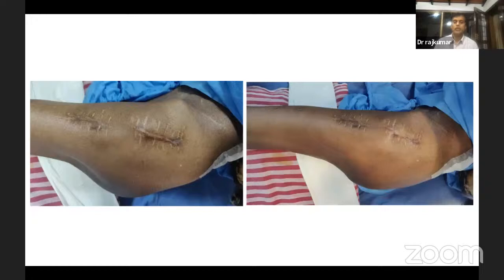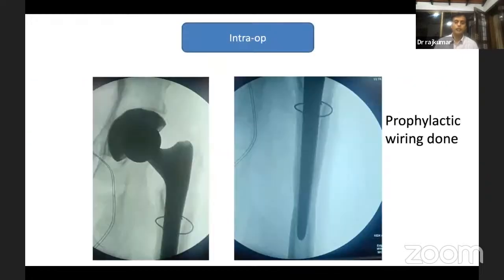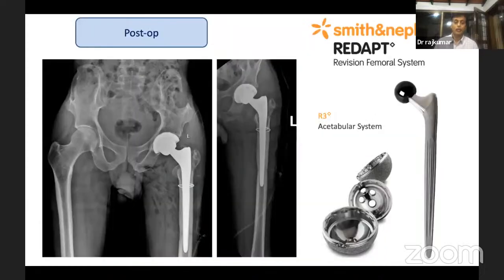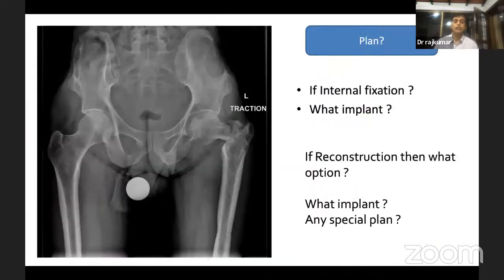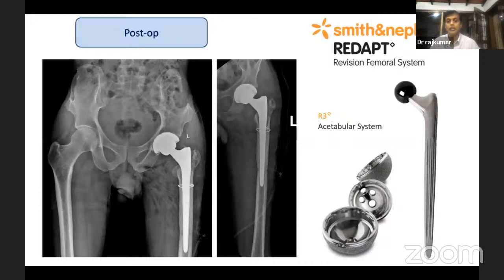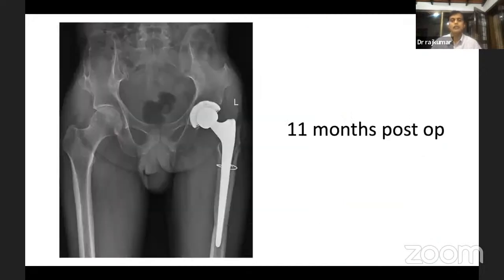The problem here is again the scars, so you have to be very careful. Blood parameters normal. I did the prophylactic wiring. Why? Because see here, the two big screws, which were loose for a long time, have created big holes. So in this situation, you have to be very careful before putting in your original implant. I did a prophylactic wiring in that area just below the screw holes, and then did a distal loading, uncemented titanium stem. This is a Redapt stem from Smith and Nephew, and then again an uncemented hemispherical cup.